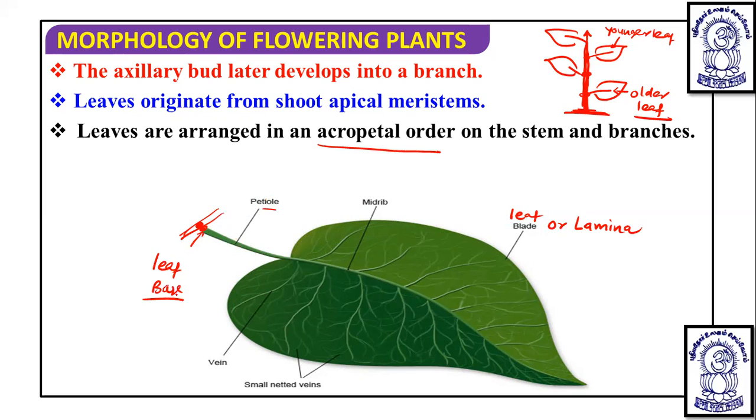So in the structure of a leaf, the leaf has three parts: the lamina, the petiole, and the leaf base. And this is the node, and to the node the particular leaf is attached on the stem.